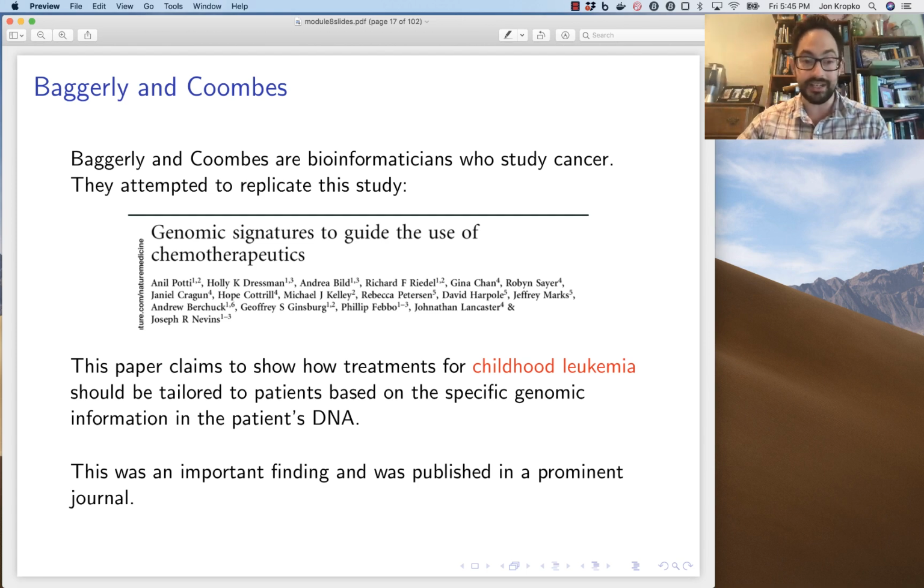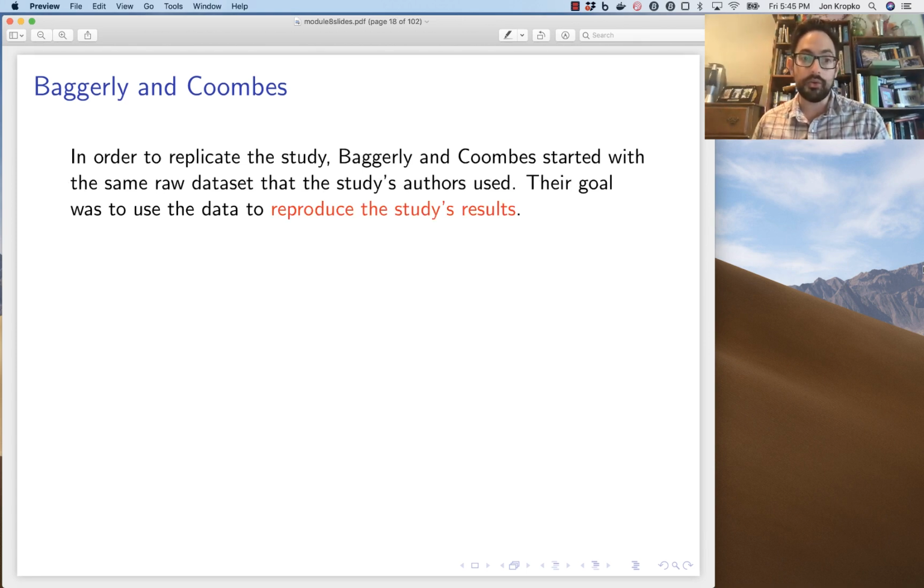It got a lot of attention. And so Baggerly and Coombs tried to replicate that study. They weren't trying to replicate it in the sense of recruiting a new sample. They wanted to just reproduce the study's results from the same raw data that those authors had put together.